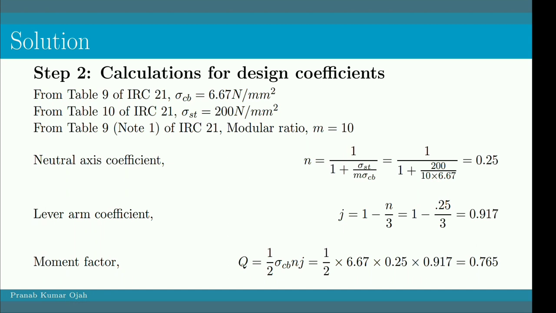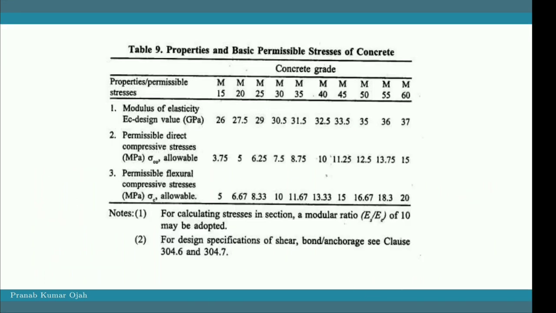First we will take the value of sigma CB from table 9. So let's see. This is the table 9 of IRC 21, which gives the properties and basic permissible stresses of concrete. So if you see, for M20 grade of concrete, permissible flexural compressive stresses, sigma C, allowable. This is the value of sigma CB of M20 grade of concrete.